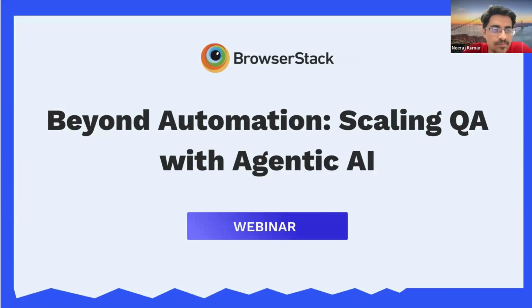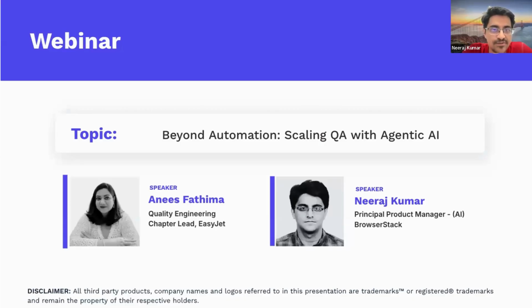I am Neeraj. I am product lead at BrowserStack AI. And today we are exploring scaling QA and test automation with Agentic AI. I have a special QA leader with me, Anis, who is a quality engineering architect and chapter lead at easyJet. I welcome Anis, and I would let her say a few words about herself.